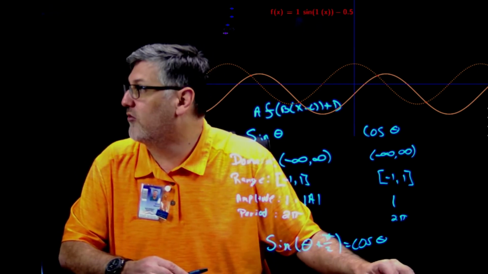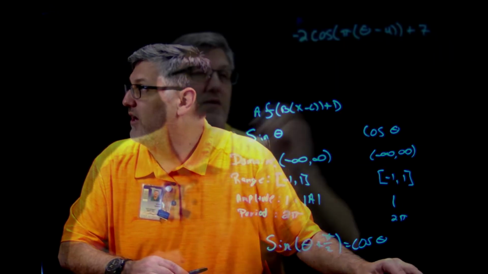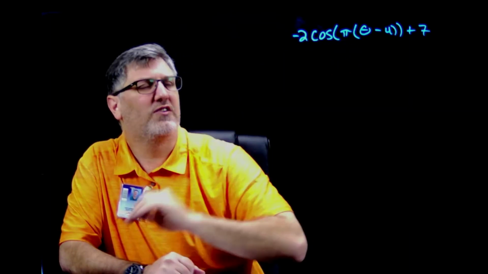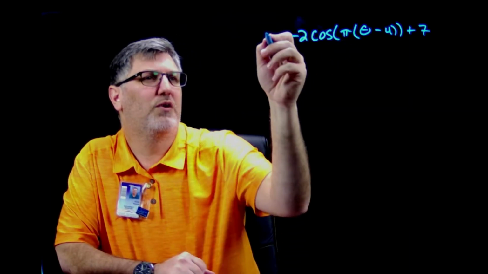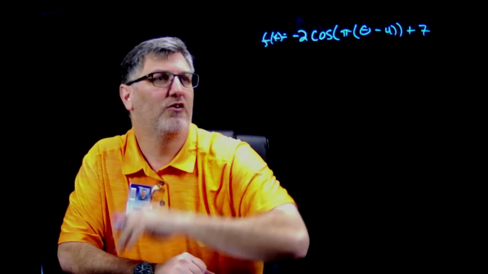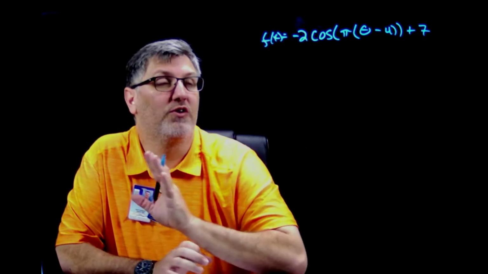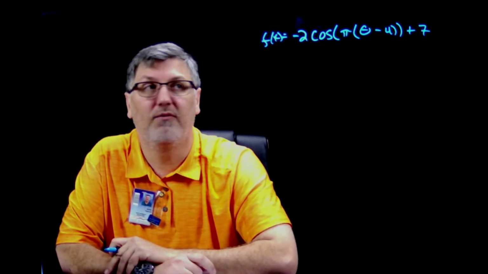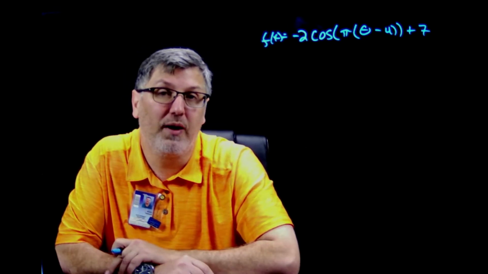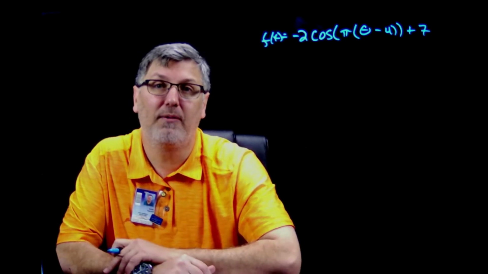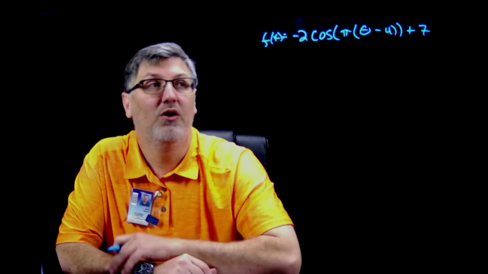So I'm going to get rid of my graph here, and we're going to look at this expression. Let me put an f of x in front of it. That makes it an equation. This equation, f of x = -2 cosine of pi times (theta minus 4) plus 7. And I'm going to ask you, what is the domain and range of this? I'm going to ask you, what is the amplitude? I'm going to ask you, what is the period?